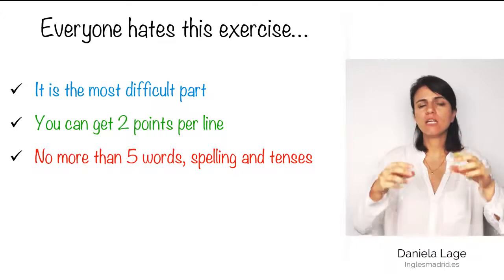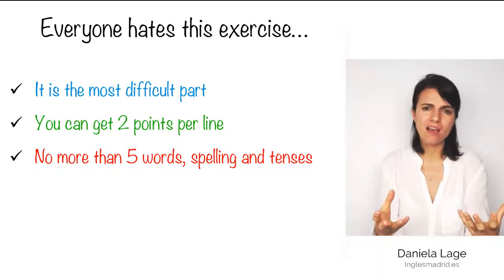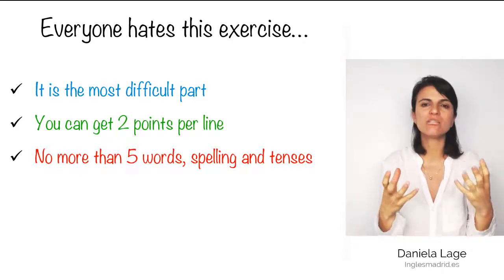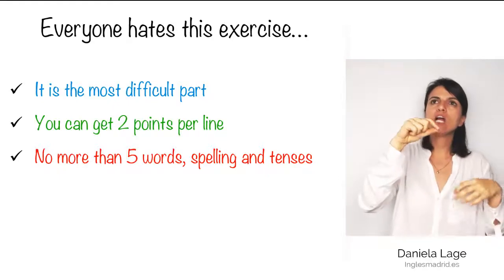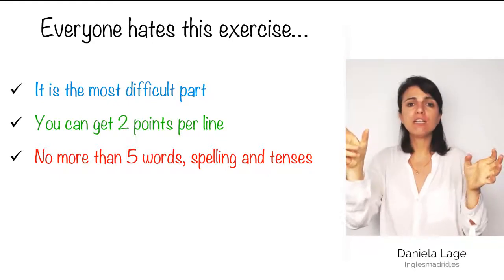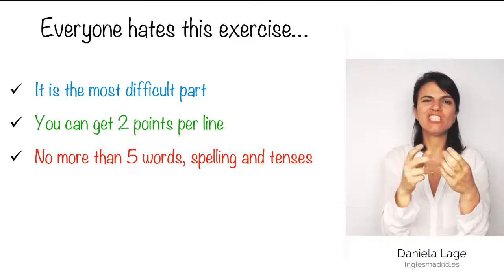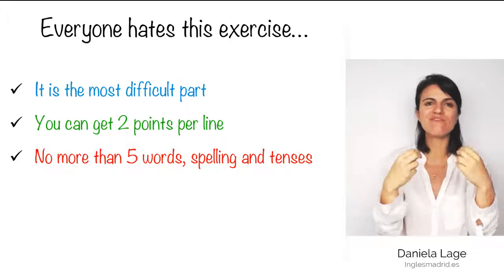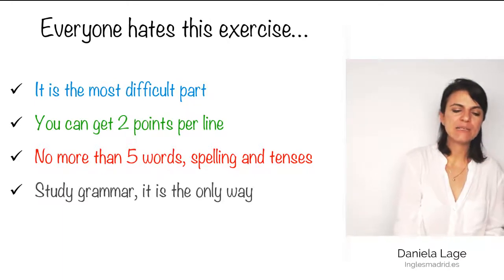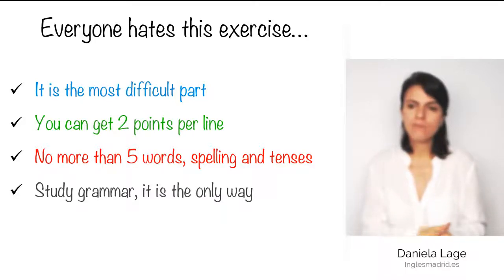Pay attention. If they give you a sentence in past, you have to write it in past. Obviously, because we have to write something very similar. If they give you names like Chloe was having fun, then you have to write the name. It's not possible to write she. You have to write Chloe because we have to write something very similar. Okay. You have to study grammar. It is the only way.